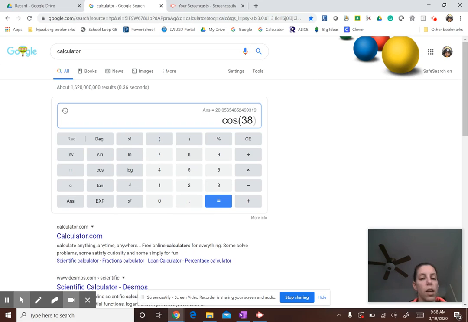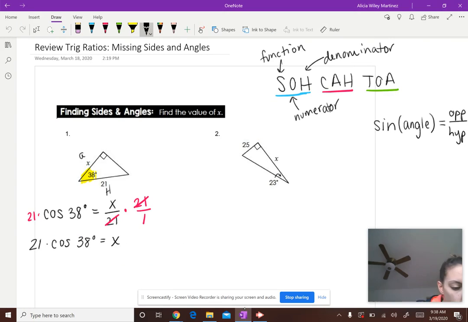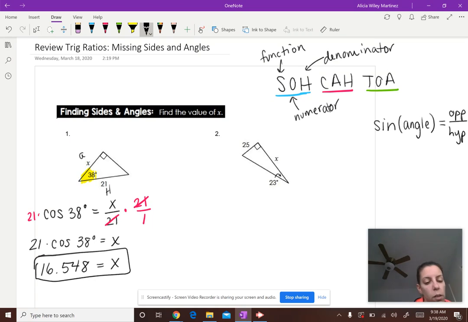All right, let's try it again. Cosine of 38 degrees equals, and then we're going to times that by 21, and you get 16.548. Okay, so I'm going to write 16.548, and that is my value of x. Now remember, this is a leg length that you're finding. They gave you the hypotenuse. The hypotenuse should always be the longest length. So if you get a value for x that's bigger than your hypotenuse, you've done something wrong, right? So something to keep in mind.